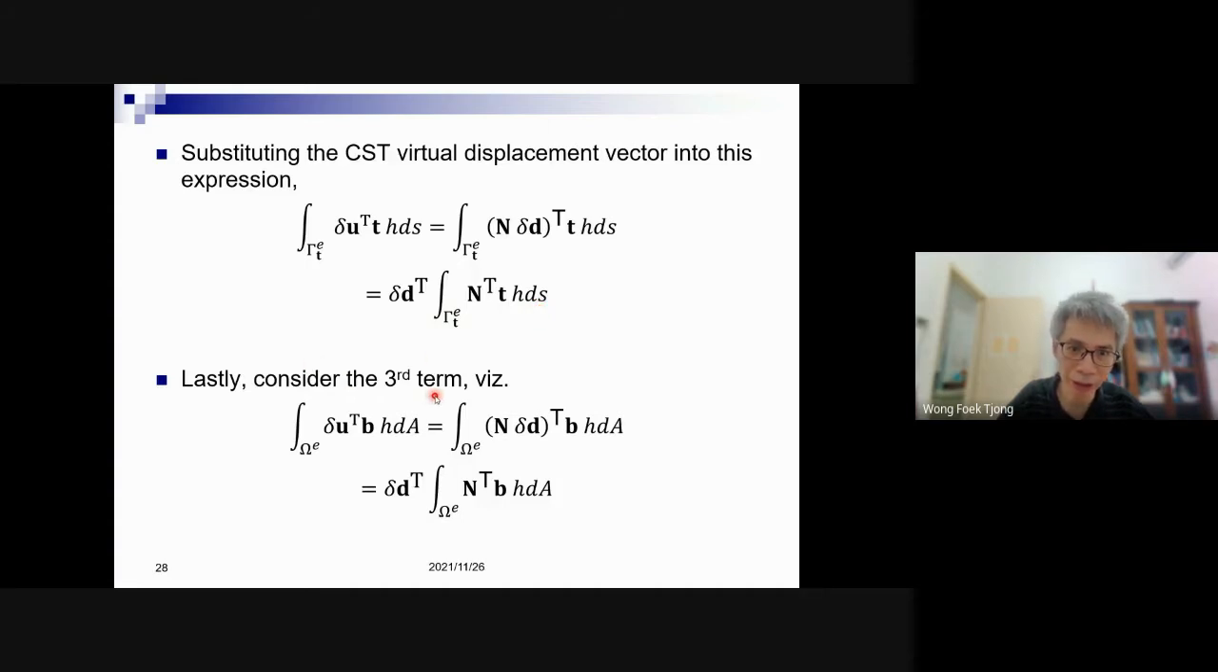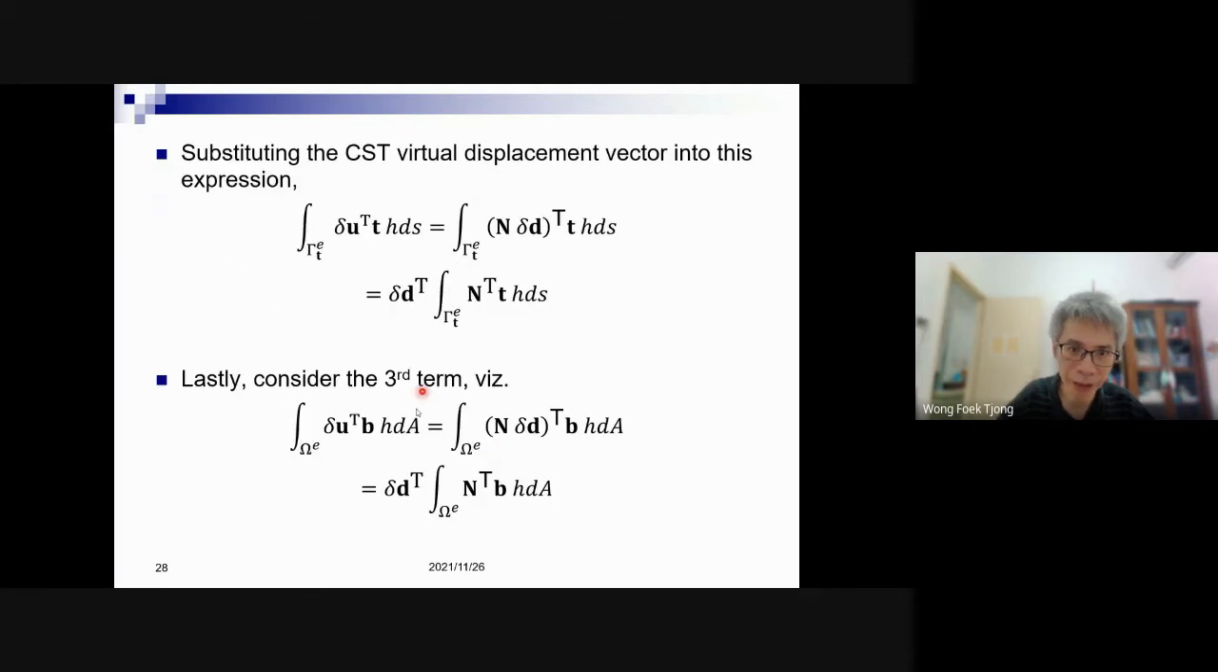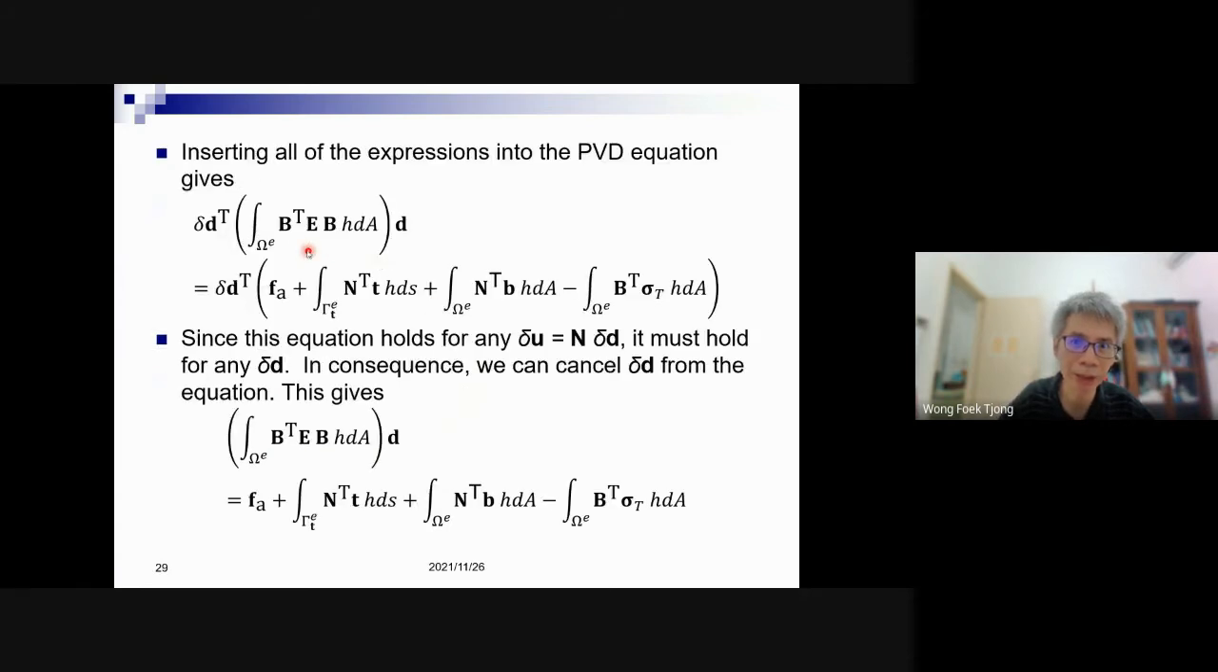Lastly, consider the third term, that's due to body force. Body force here, the third term, and then just like this. But this is not an area integral. So delta d, delta u, and delta d are just similar to this. So collecting all of them together, the principal of total displacement equation becomes like this.